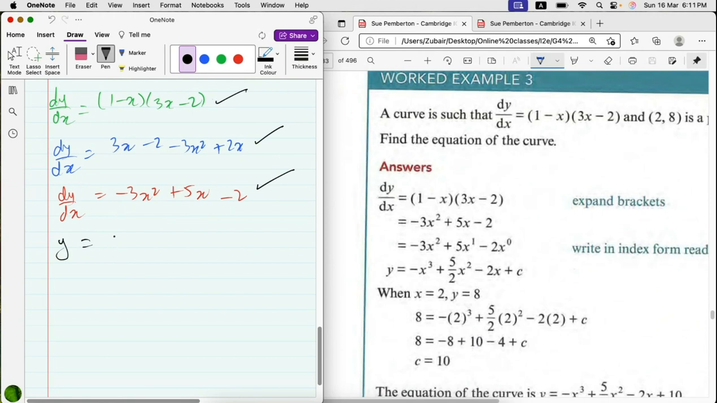But isn't integration the opposite of differentiation? So don't we have to differentiate to integrate? Yes, but this is already differentiated. We'll integrate it to get the equation back. The rule was power plus 1 divided by the new power. So minus 3x, power plus 1 divided by the new power. What would this become?